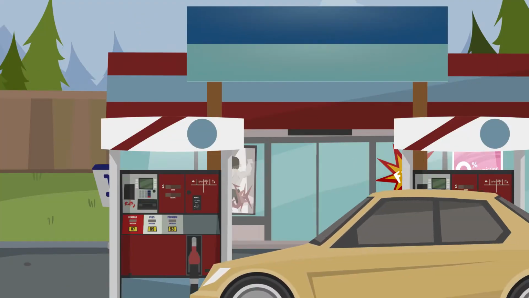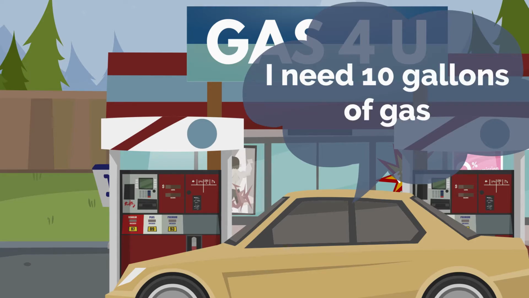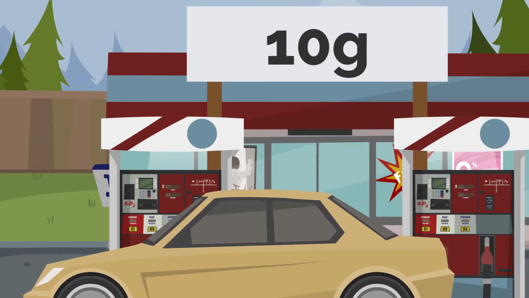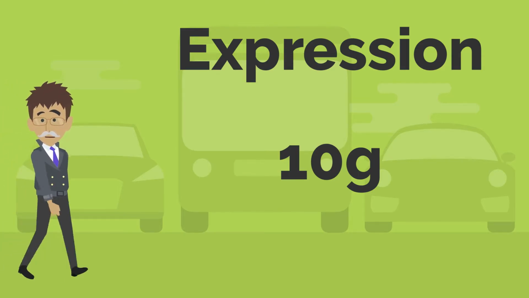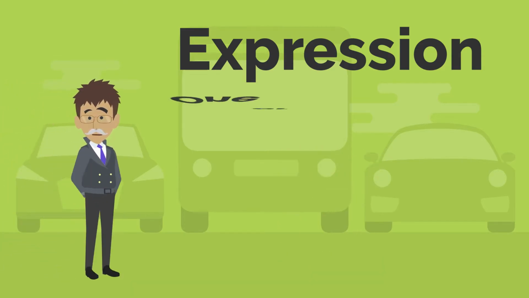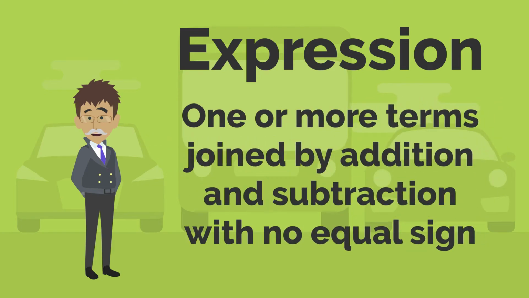Suppose I know I will need 10 gallons of gas. We can represent this situation with the expression 10G. A common way of seeing algebra is in what is called an expression. An expression is a term or a collection of terms joined together with addition and subtraction. An expression does not contain an equal sign.